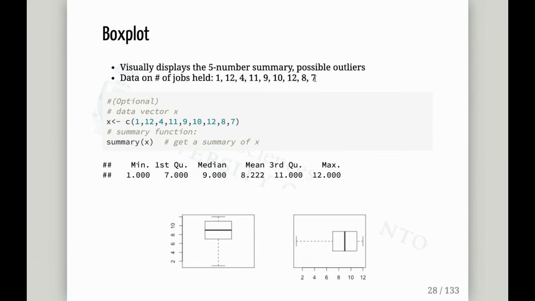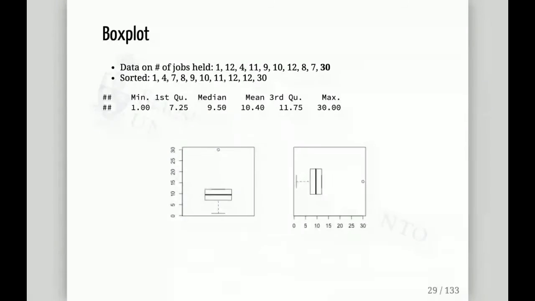Box plots visually display the 5-number summary and possible outliers. So remember from last class, we had data on number of jobs held. Okay, we have the minimum, median, etc. And we can just turn them into a box plot. That's one way to visualize things. And here I added an outlier. Because we have an outlier, the whisker does not extend all the way.